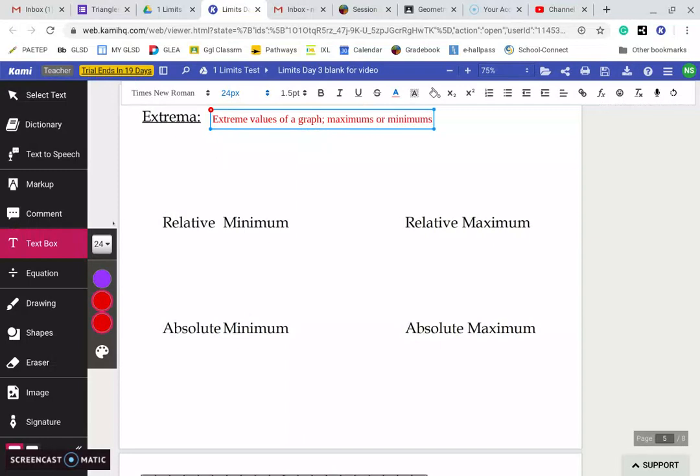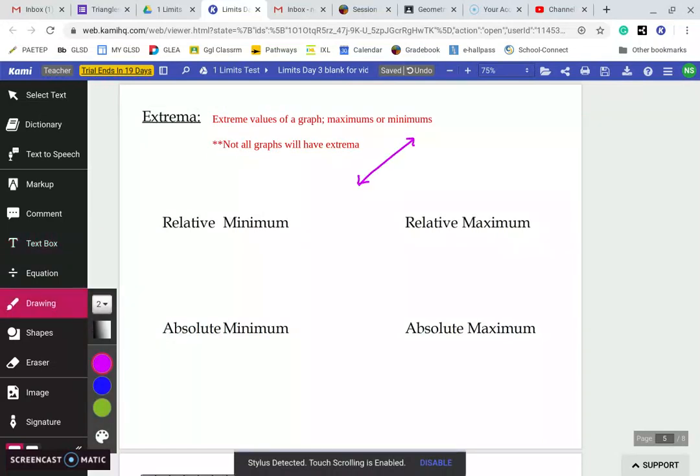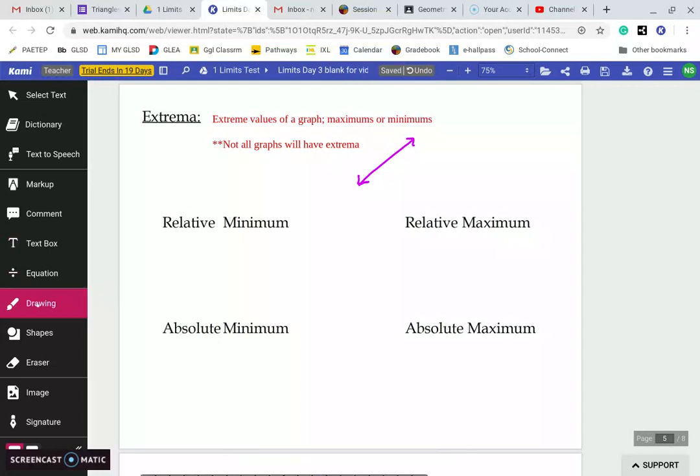And we usually think of maximum as being the highest and minimum being the lowest, and that is still true, but you can see here we have different terms. We have relative and we have absolute, and they're different from one another. One thing you need to know is that not all graphs will have extrema. If you think of a line, it is not going to have any kind of extrema at all. You'll see what I mean after we come up with the definitions for these.